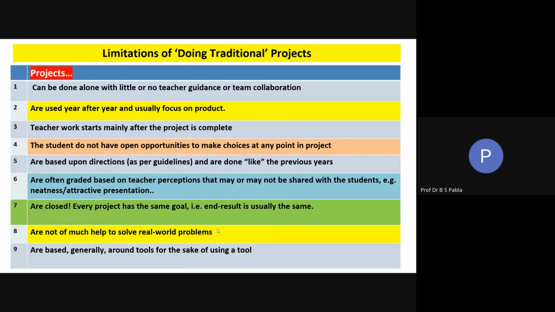Teacher work starts mainly after the project is complete. That is what I said. Teacher is not involved in the student's project work. Only when it is completed, then teacher comes into the picture, and there is no time for any corrections. The teacher also signs on the project report, and this is the end of it. The students do not have open opportunity to make choices at any point in the project. They go along a linear path. They don't have branches. They don't branch out.